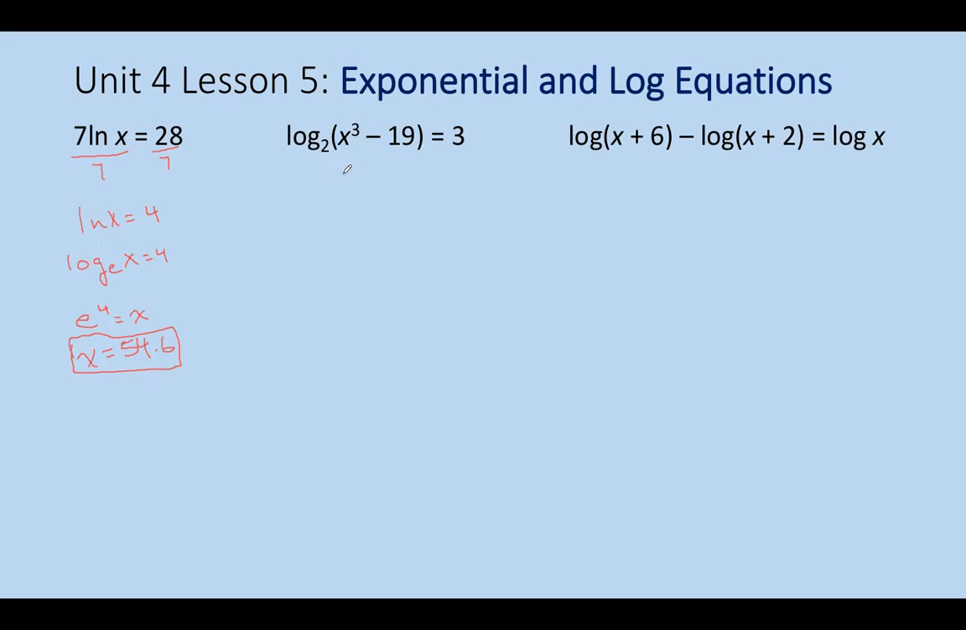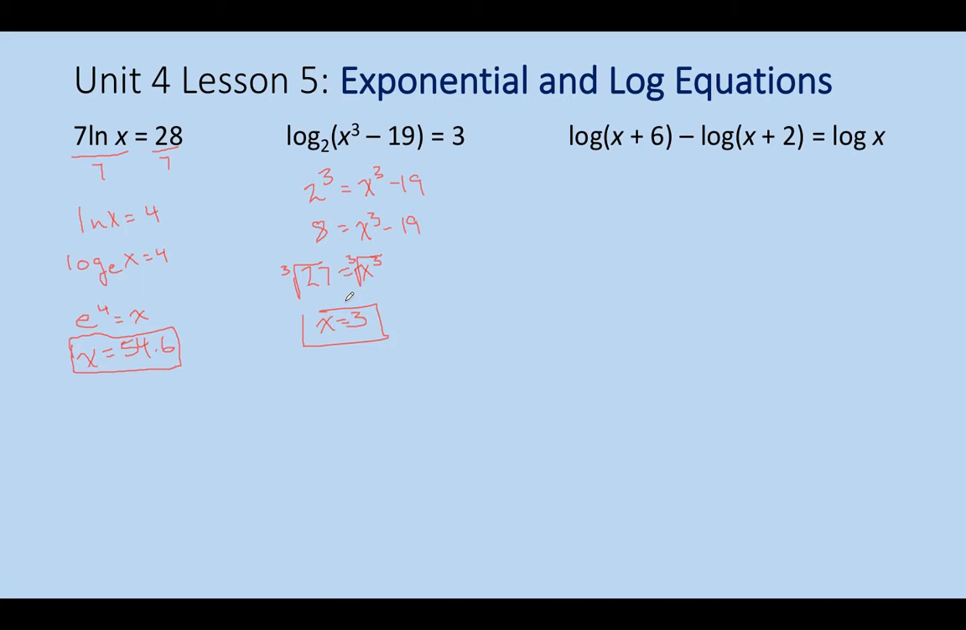Here we've got log base 2 of x cubed minus 19 equals 3. So again, when I've got this whole log thing here, let's turn it into an exponent. The base is 2. I'd put that to the 3rd power equals x cubed minus 19. And, well, let's see, 2 to the 3rd is 8. So I've got 8 equals x cubed minus 19. I'm willing to bet you guys can do this one just fine. We'll add the 19 to both sides. We get 27 equals x cubed. The way that we get rid of something cubed is to take the cube root. So we take the cube root of both sides, and x equals 3.